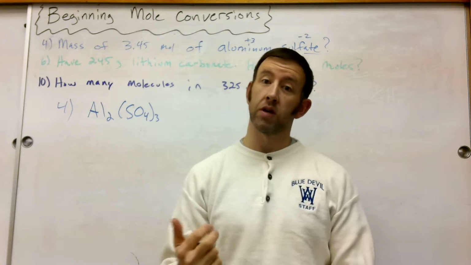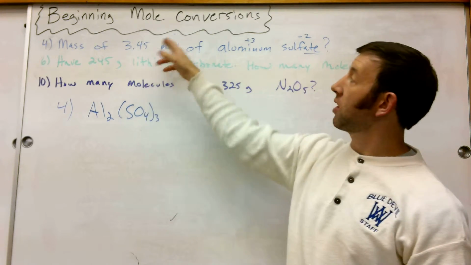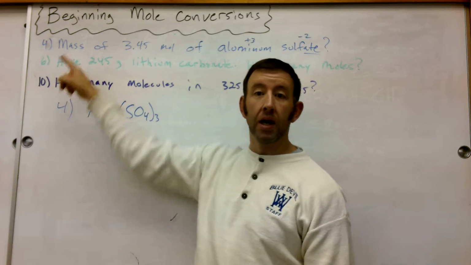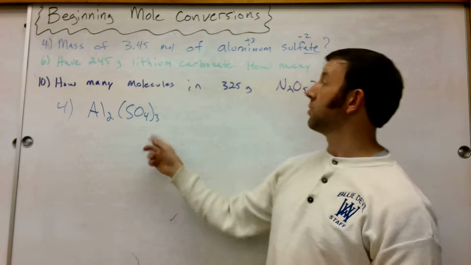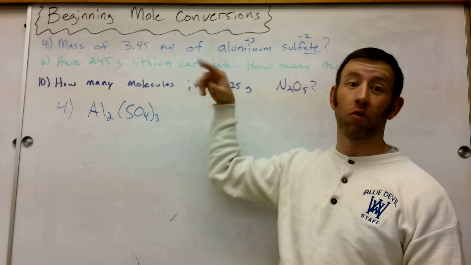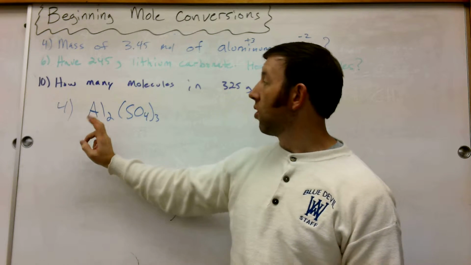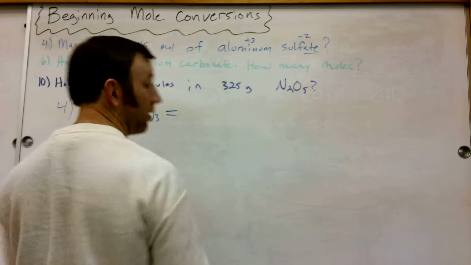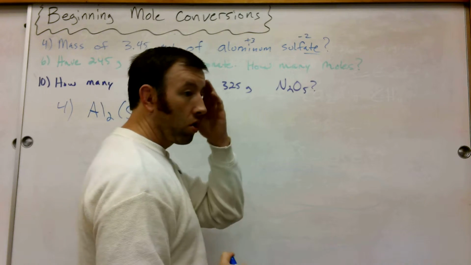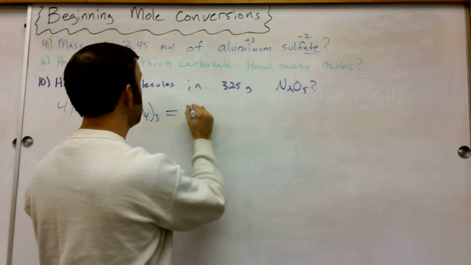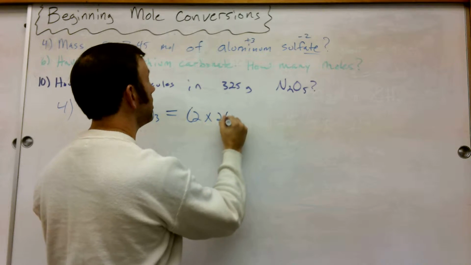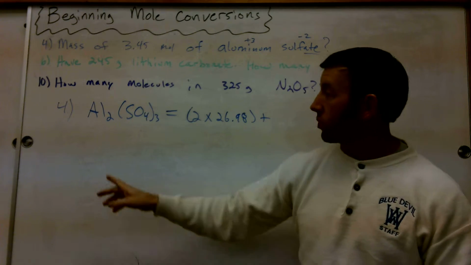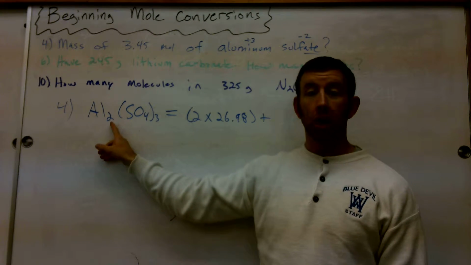Second thing to do then is to figure out my molar mass. Now notice I'm not even starting my conversion yet. I see the word mass in my problem, which means I need to know my molar mass, which means I also need to know my formula for the compound. So we've got Al2(SO4)3. To figure out that molar mass, I'm going to have to go 2 times the mass of aluminum, because we have 2 aluminum atoms there.